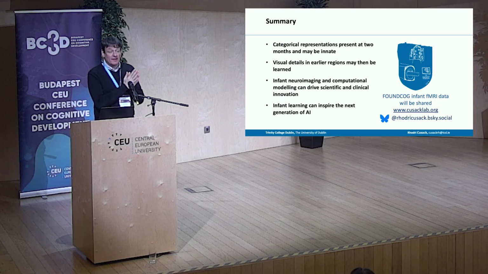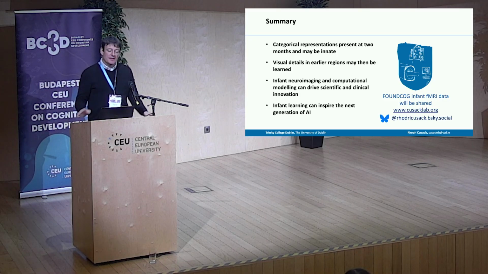And just to leave you with a summary, I'm suggesting that these categorical representations, we find them at 2 months and we think they may be innate, that the visual details may then be learned later. Hopefully I persuaded you that this method is interesting and exciting, and that also potentially we can use what we learn about infants to guide future developments in artificial intelligence. So thanks very much for listening.